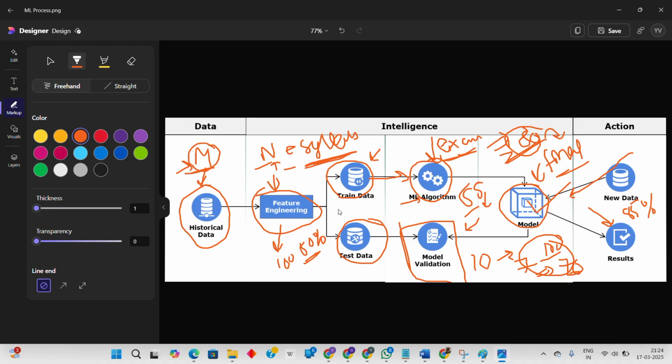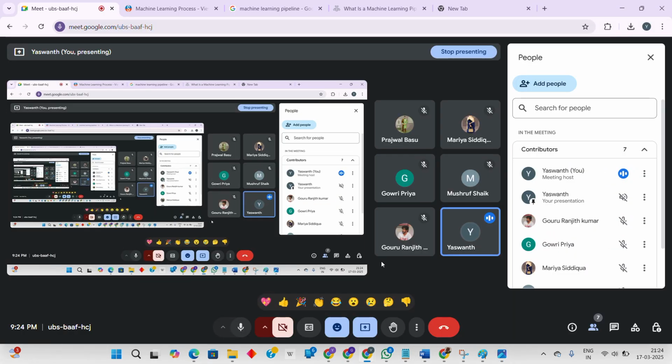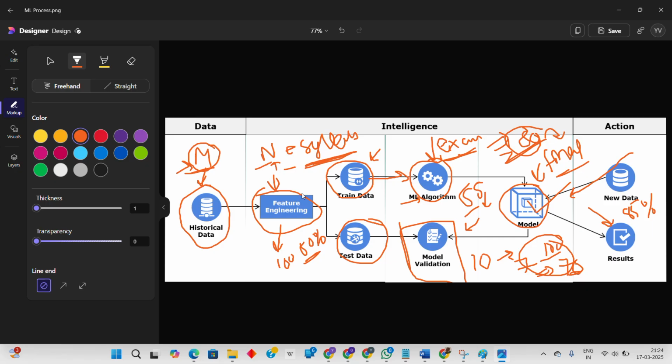Is this explanation clear? How the natural way of learning works and how it is exactly the same process in the machine learning pipeline? Is it clear? Is there any confusion? Yes. Okay, Maria, it is clear. What about others? Ranjit and all? Is it clear? It's clear, Ashwin. Great, clear.